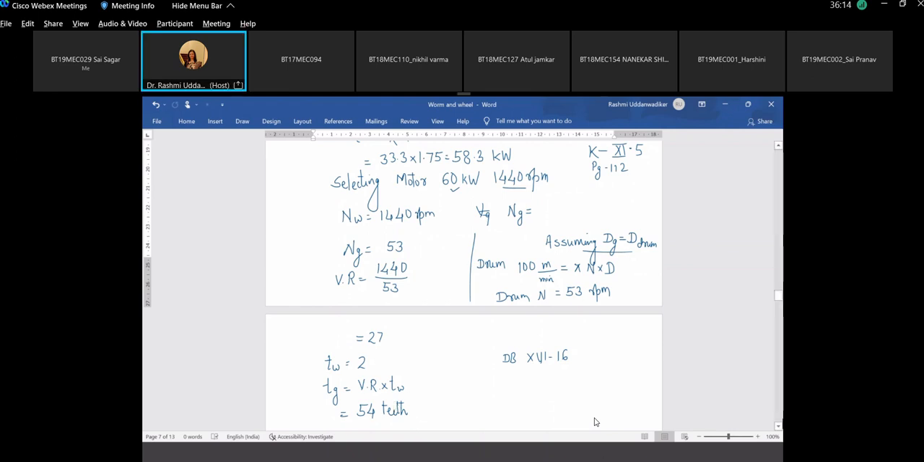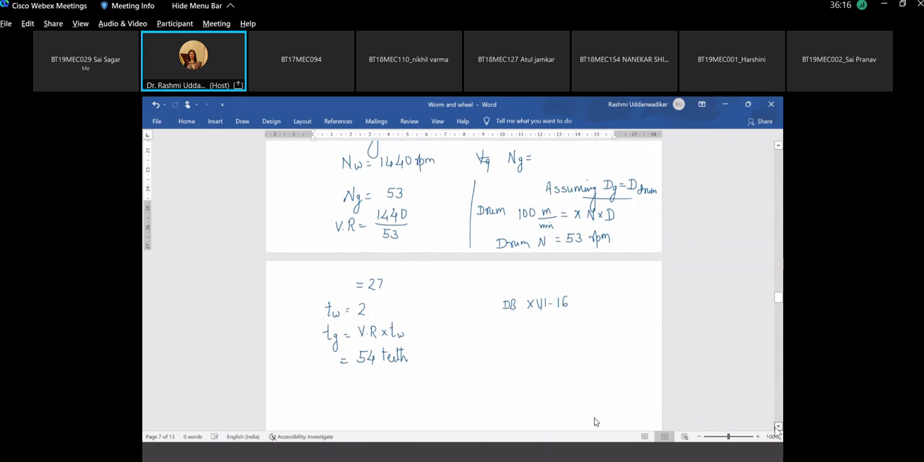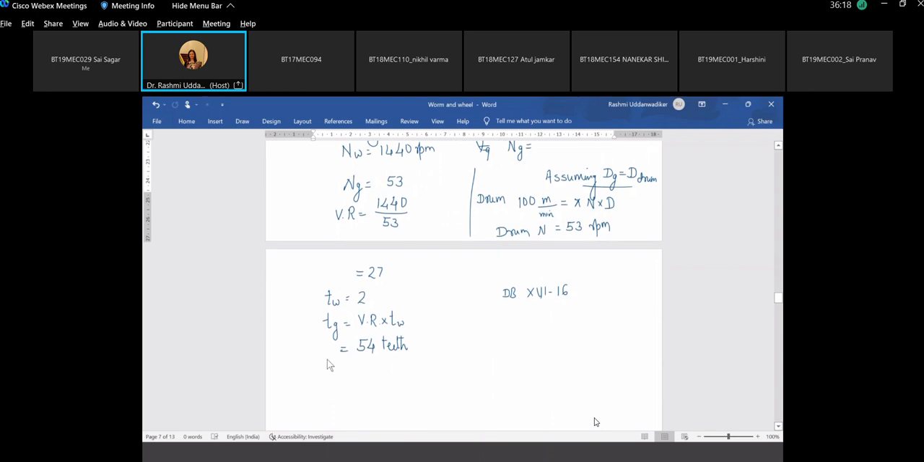Now we start with the design. As I said, for worm and worm wheel design, we don't design the worm, we only design the gear. We'll check if the worm is safe. We will refer to the design data book and select the dimensions for the worm. So we start with the design of this worm gear, the worm wheel.